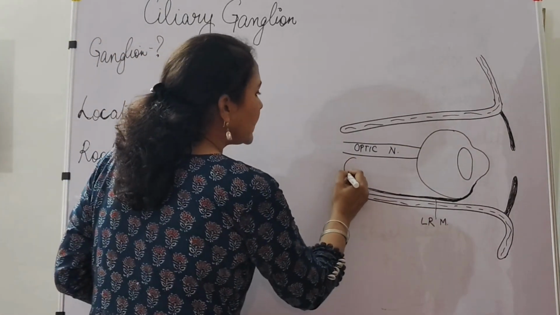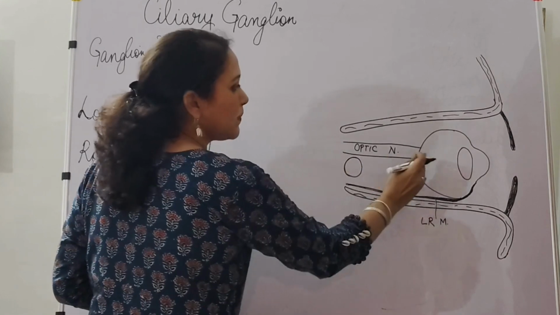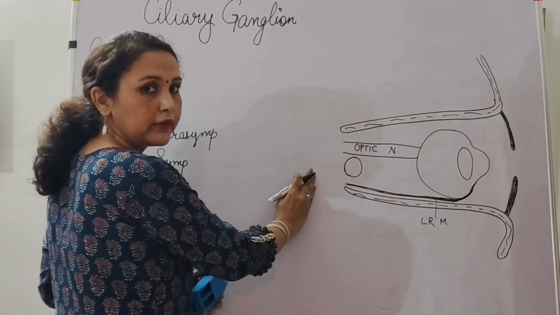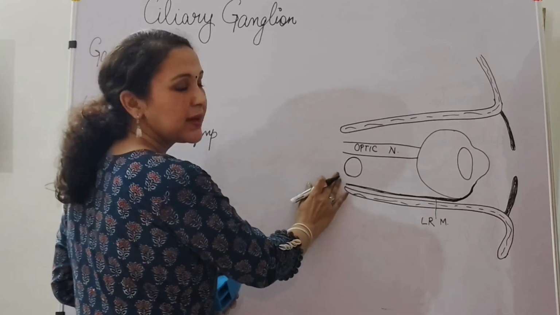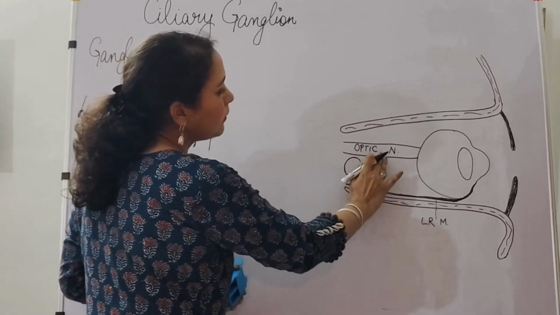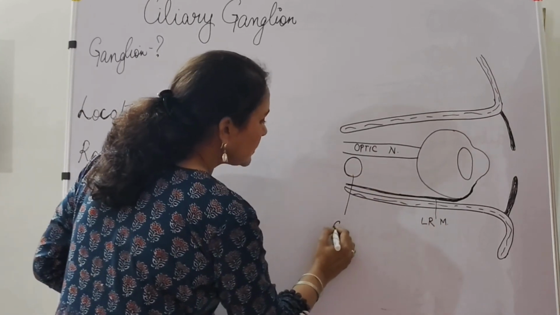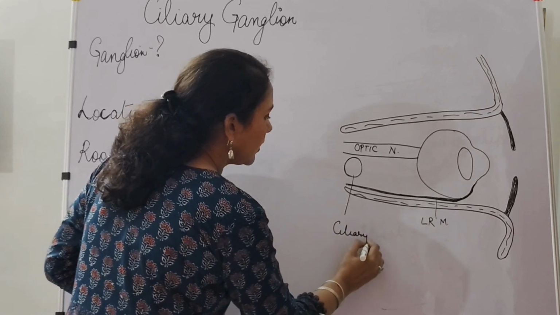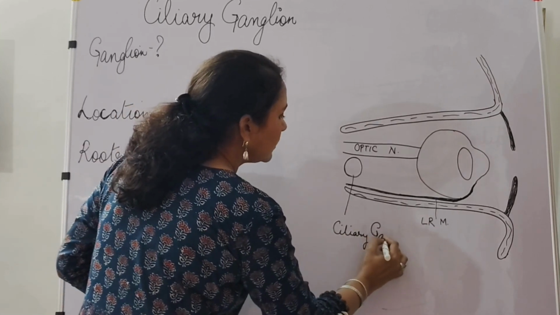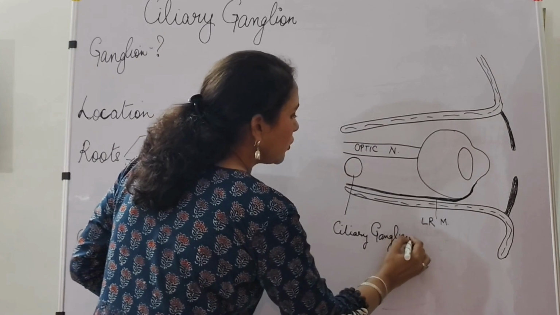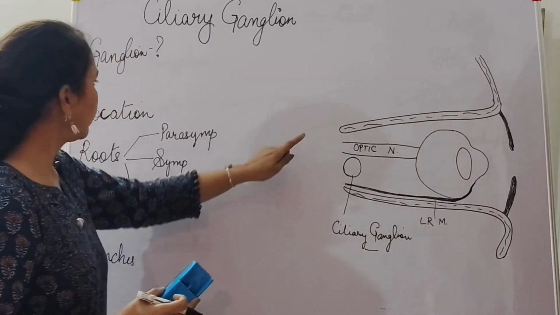So as I already said, the ciliary ganglion is present at the back of the bony orbit, apex of the bony orbit, in between the optic nerve and the lateral rectus muscle. Label the structure as ciliary ganglion. Now I assume the location of the ciliary ganglion is very clear by this diagram.